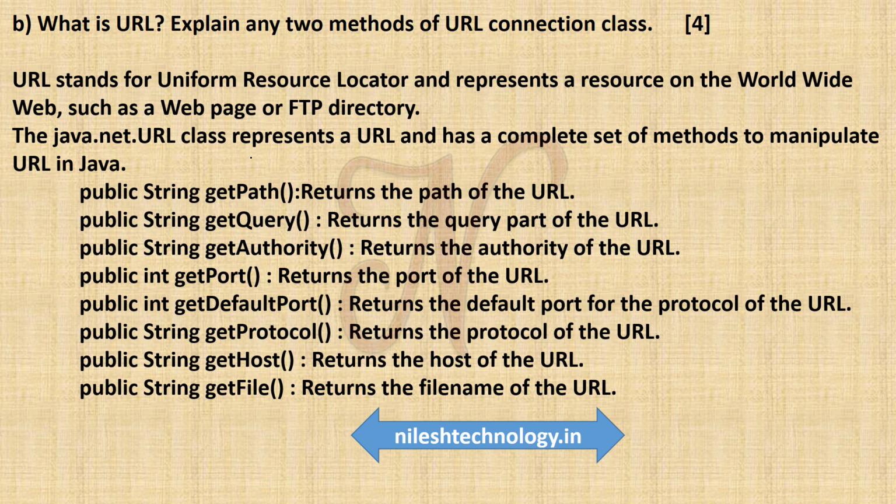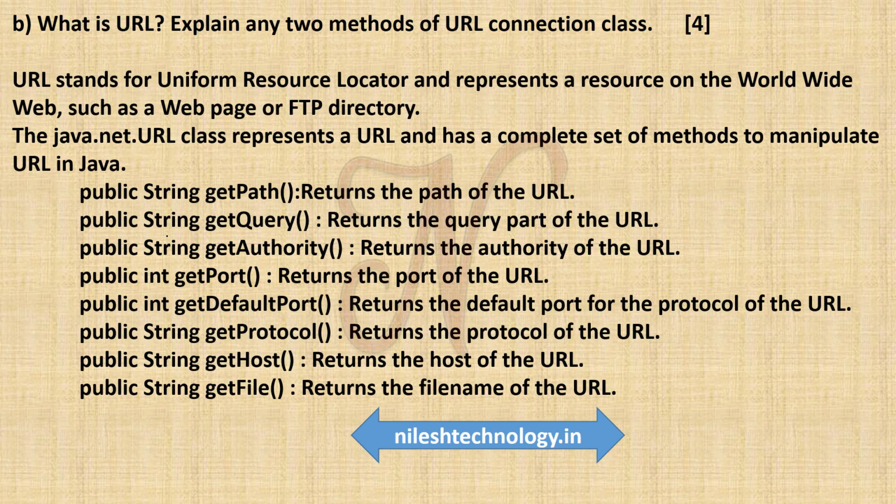So see here, URL stands for again uniform resource locator. Okay, java.net.URL class represents the URL. So there are several methods. See here, getPath returns the path of the URL. Then getQuery returns the query part of the URL. Then getAuthority returns the authority of the URL. Again it returns the port number, protocol, host, file, default port. Okay, so explain any two methods here.